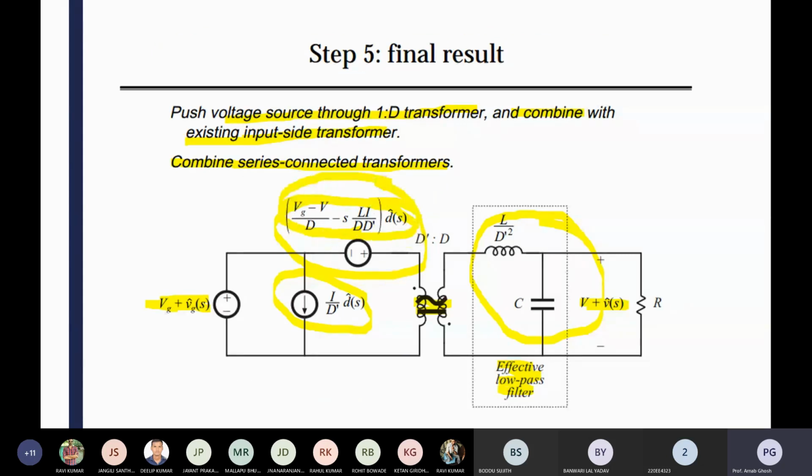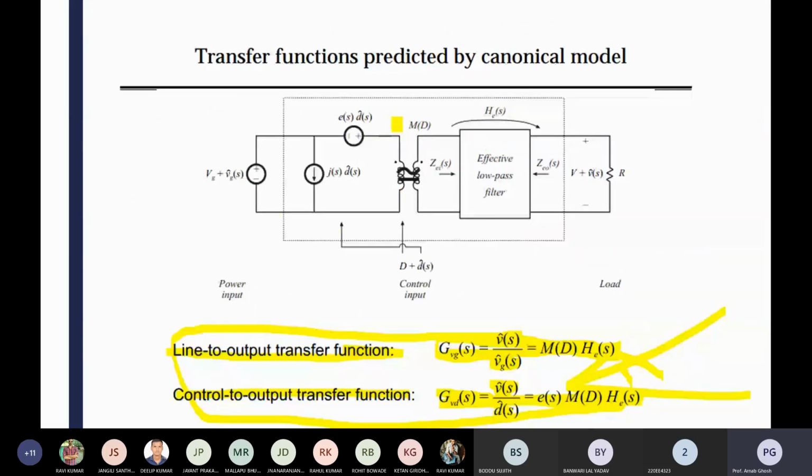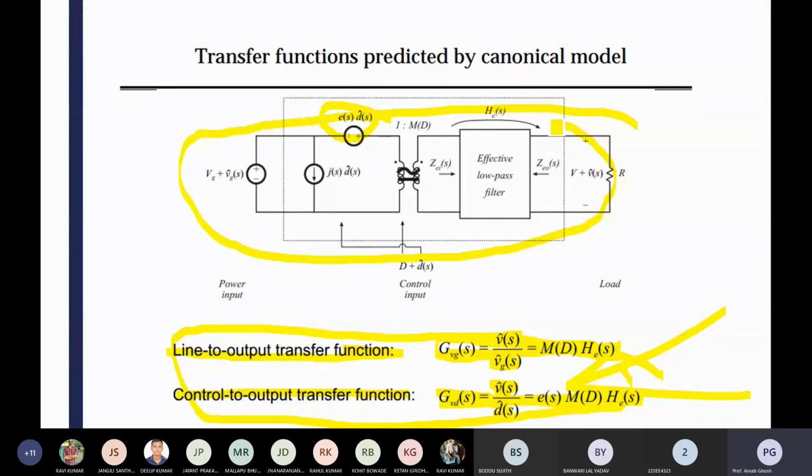Okay, so that ES means now you are comparing that equation with that one. Finally, you are making the circuit in the form of your canonical form. Now you can compare them. We have that basic structure, which is your reference value, your reference model. From that model you are getting the line to output transfer function, the control to output transfer function. Here you are getting that 1:MD. That is the standard one.